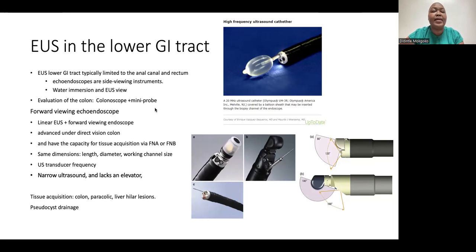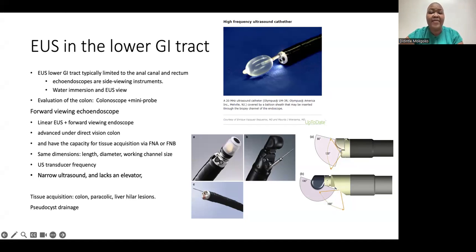But ordinarily, the only way we were able to, up to now at least, evaluate the colon using EUS was putting in a colonoscope and a mini probe, at least into the right side of the colon. Until we came up with the forward viewing echo endoscope, which has been introduced since 2010. Lots of prototypes have been made, but now there's an accepted, available forward viewing echo endoscope.